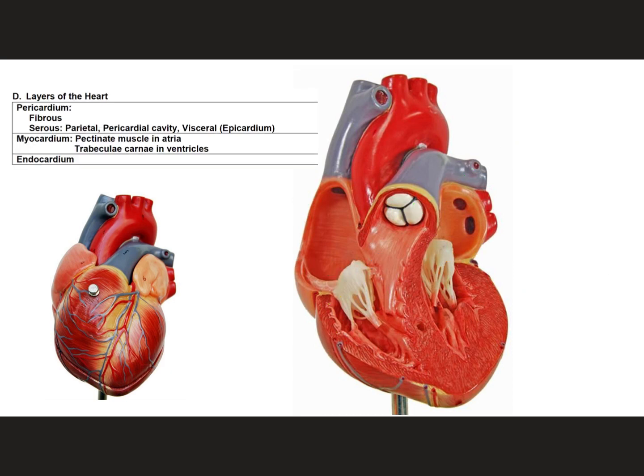So the last thing to identify here are the layers of our heart. We have a pericardium, a myocardium, and an endocardium. These words and word parts are very similar to the word parts you've seen for other things as we've studied anatomy. So our endocardium is going to be the deepest layer, the myocardium, the middle muscular layer, and the pericardium, the outer layer.